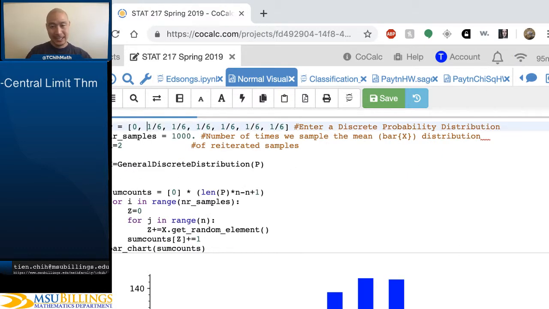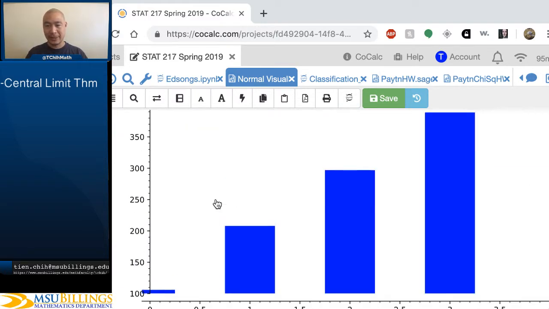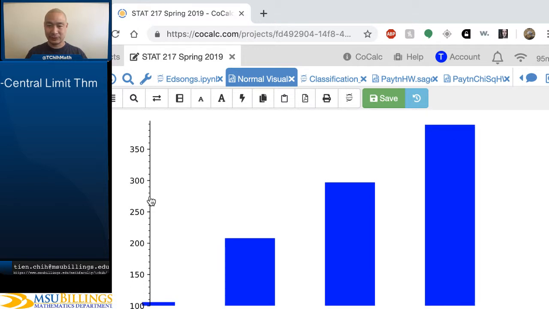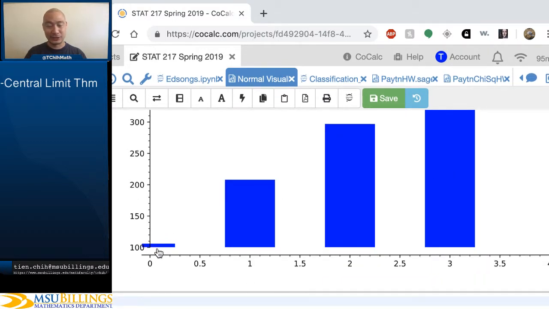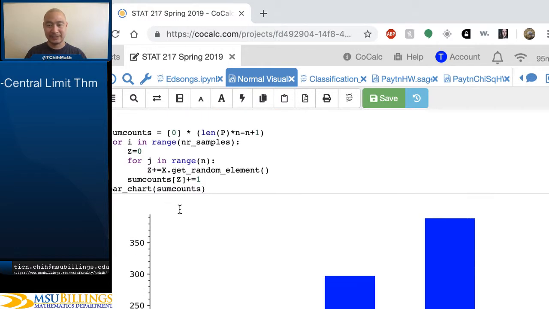All right, and just to give us another example, let's give one that has a very skewed distribution. 10% chance of 0, 20% chance of 1, 30% chance of 2, 40% chance of 3. And let's pop that back down to 1. Run that. Between 100 and, I want to say 375 here, we get a nice little curve. 3 is more likely than 0, which is what we said.